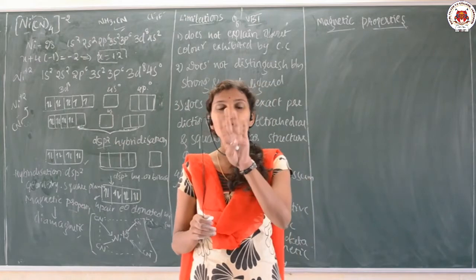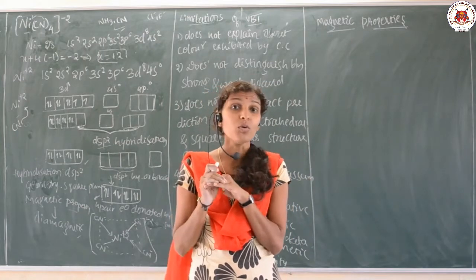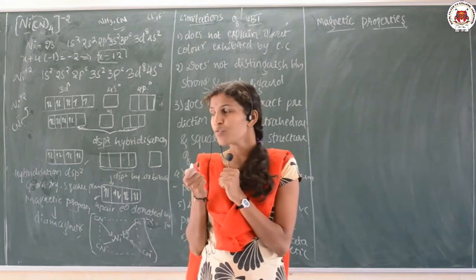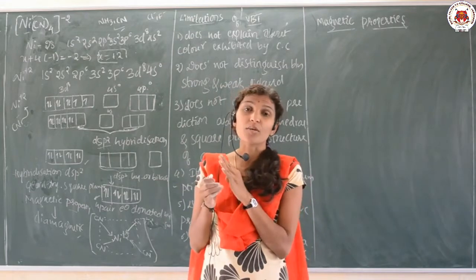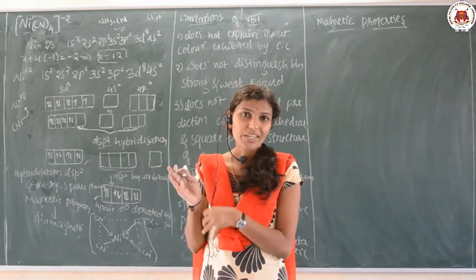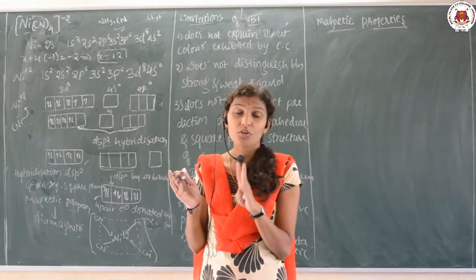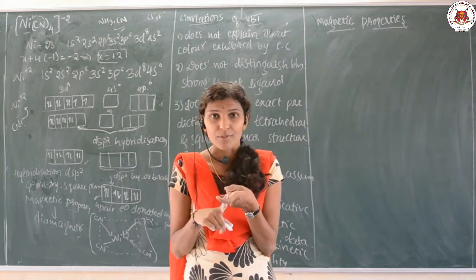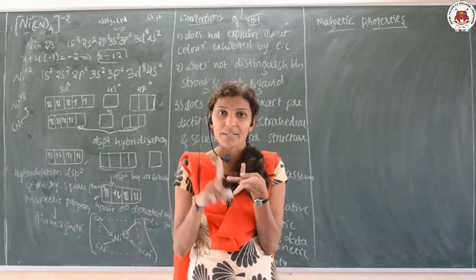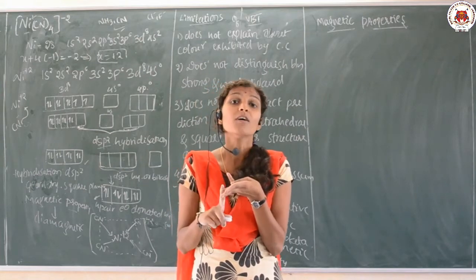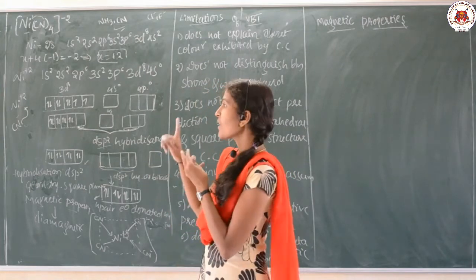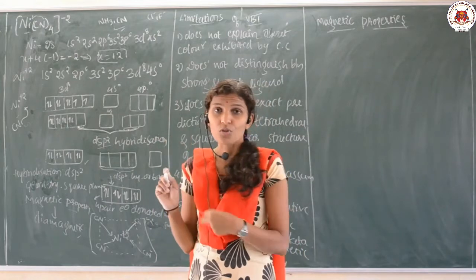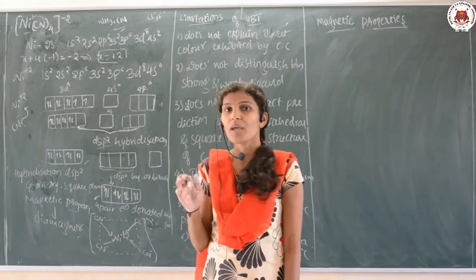So, these are the 4 examples which you need to know. And these 4 examples are very important because any one of them will be asked in your examination on the basis of VBT. Explain the hybridization, geometry and magnetic property of the following complex ion. Like that they are going to give you the question for 3 marks. So, be aware of that.